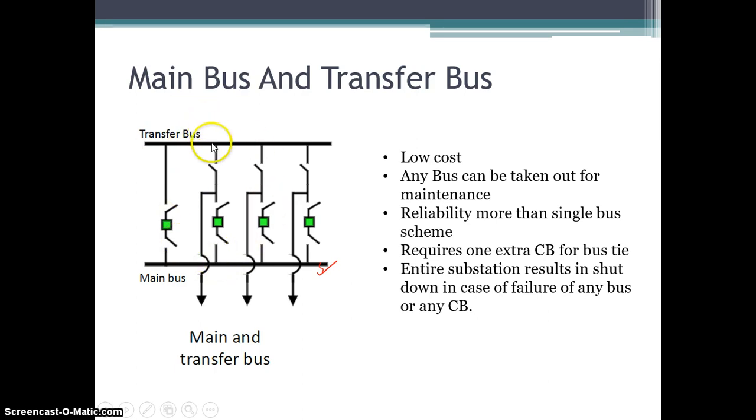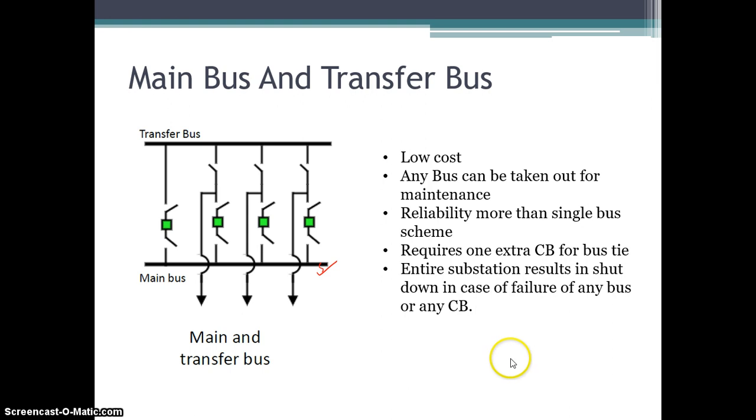to transfer the load to the transfer bus, then the circuit breaker in between will be closed and a contact will be open from these points of the circuit breaker and closed to these points using these isolators. This is also a low cost bus bar arrangement. Any bus can be taken out for maintenance or any circuit breaker can be taken out for maintenance. Reliability is more than single bus scheme.